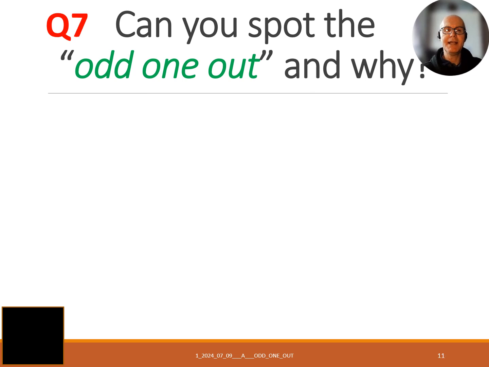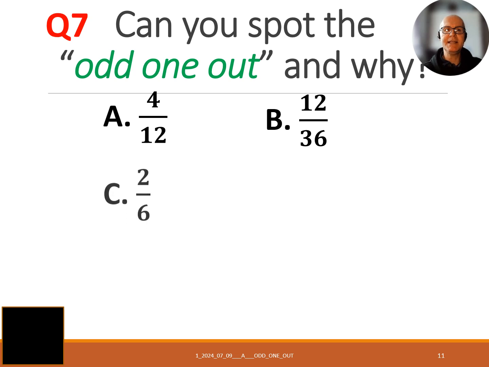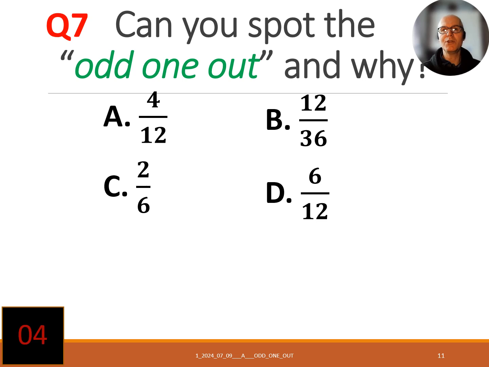Question 7. A. 4/12, B. 12/36, C. 2/6, and D. 6/12. Can you spot the odd one out and why?